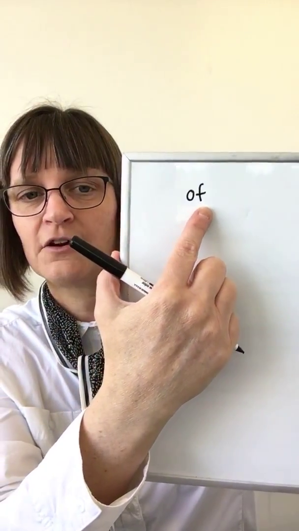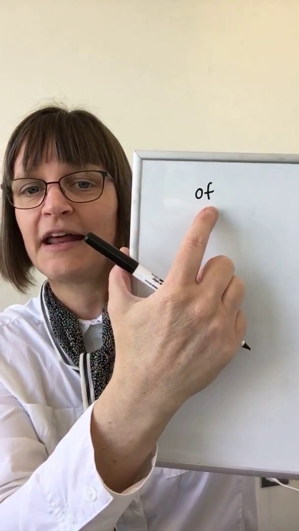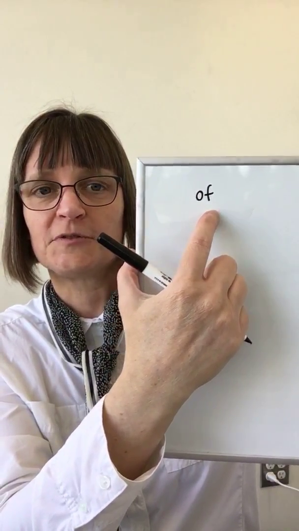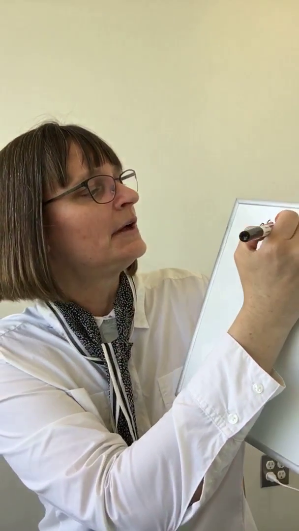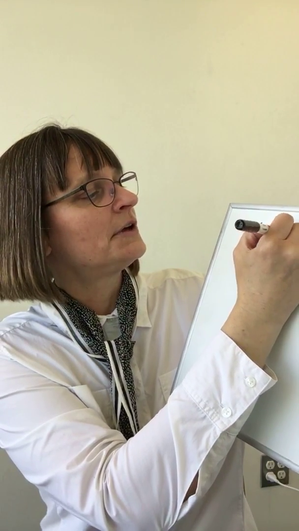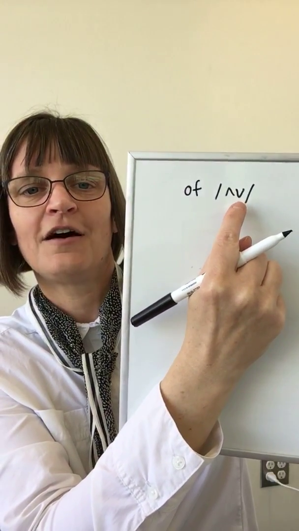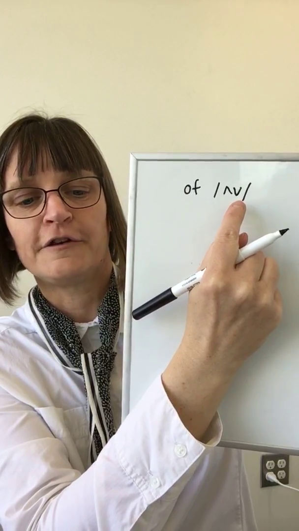What usually happens, the error I usually hear on this word, is that people say that F because they see the letter F. This word is a very strange word in terms of spelling. It's an exception to the rule. We actually say this word "of," vowel schwa, and a voiced sound, "of."